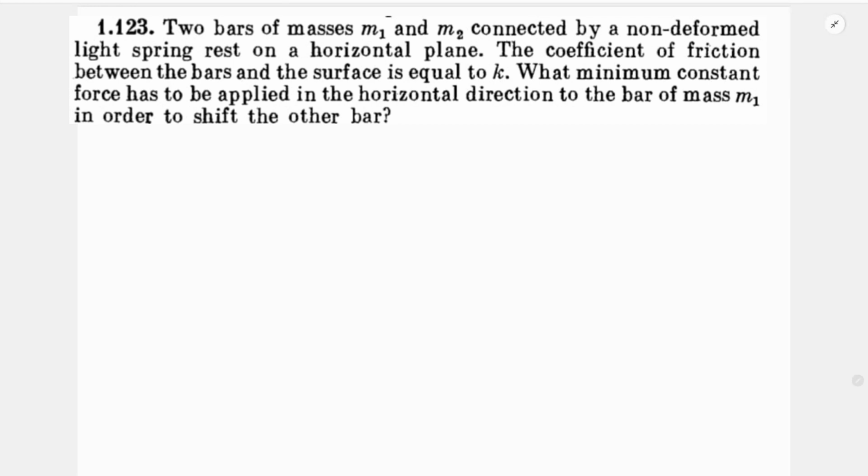So we are dealing with the fifth problem in this series, and the problem number is 1.123. The problem is stating two bars of masses m1 and m2 are connected by a non-deformed light spring and rest on a horizontal plane. The coefficient of friction between the bars and the surface is equal to mu.